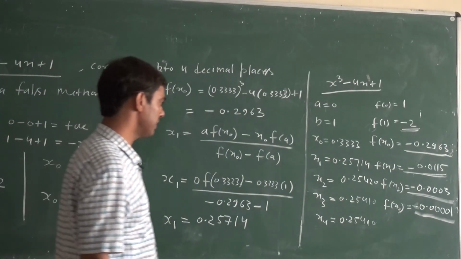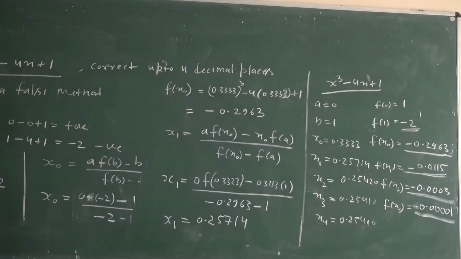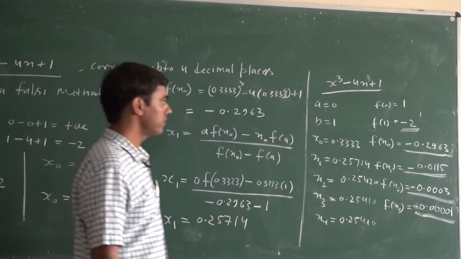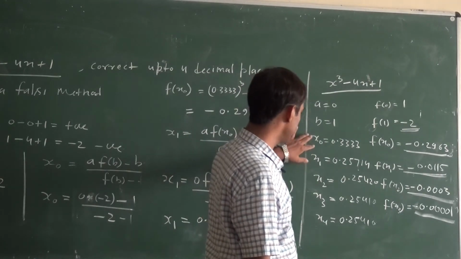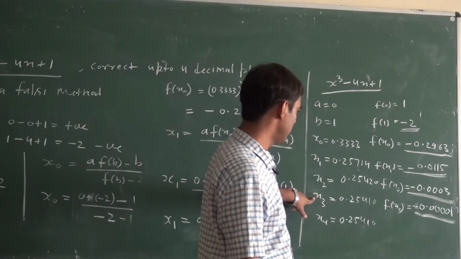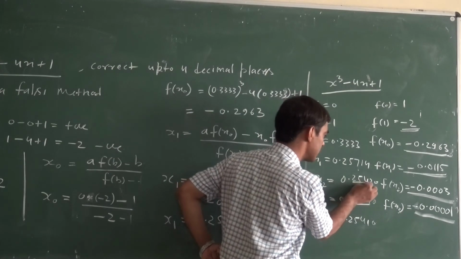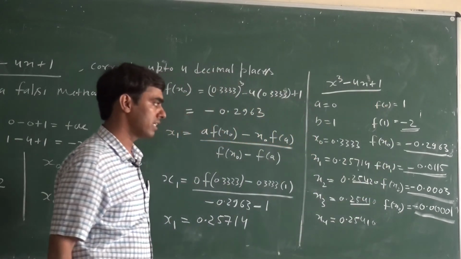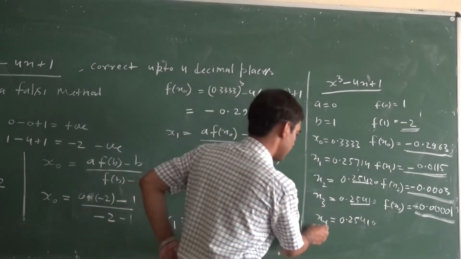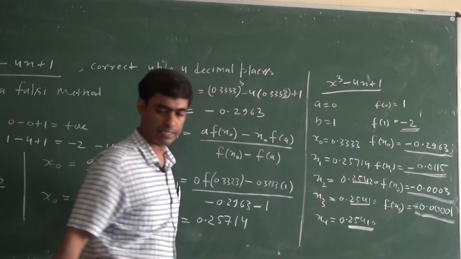Now here, what is the difference between a and b? Means two initial points. Here a is 0, b is 1. The difference is 1. If the difference is 1, in 4 iterations, means first iteration, second iteration, third iteration, fourth iteration, we are able to find the root correct up to 3 decimal places. In the fifth iteration, we are able to find the root correct up to 4 decimal places.